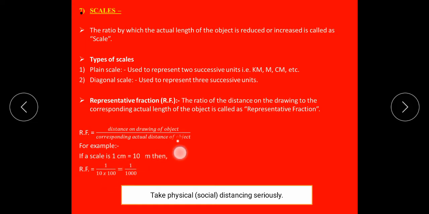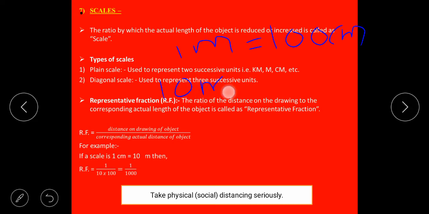So divided by 10 into 100, it means we convert the meter into centimeter. Here 1 meter is equal to 100 centimeter. So the 10 meter means 10 into 100 centimeter. We should convert the meter into centimeter. So 1 divided by 10 into 100, converted into centimeter, is equal to 1 divided by 1000. This is the representative fraction or RF.